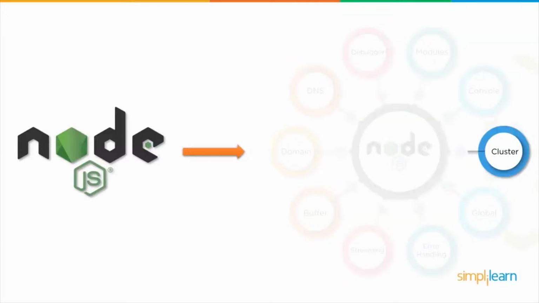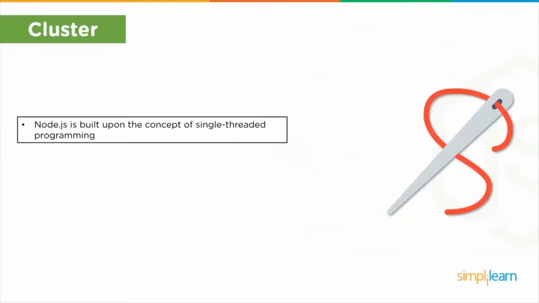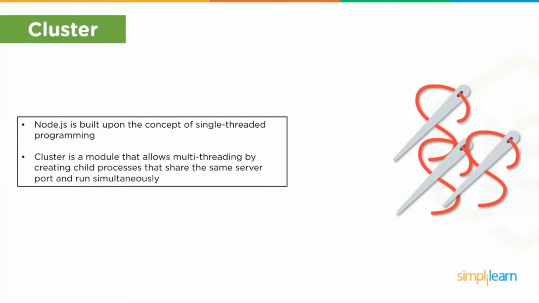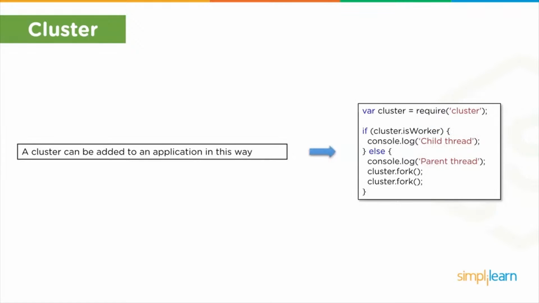The next component is cluster. Node.js is built upon the concept of single-threaded programming. A single instance of Node.js runs in a single thread. To take advantage of multi-core systems, the user will sometimes want to launch a cluster of Node.js processes to handle the load. A cluster can be added to an application in this way. Here's a small code for you.